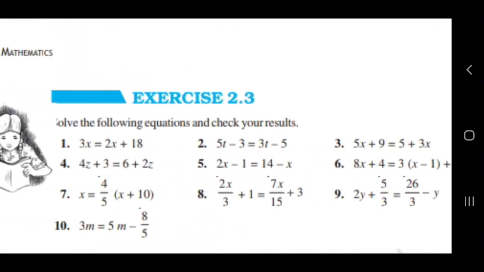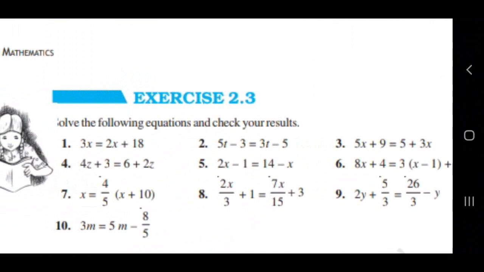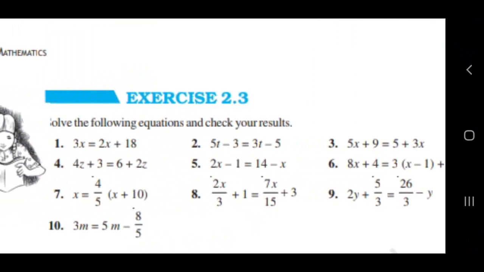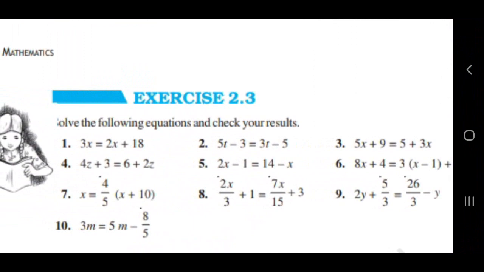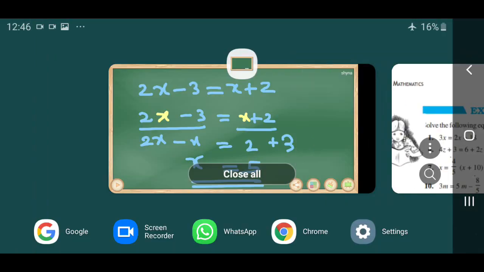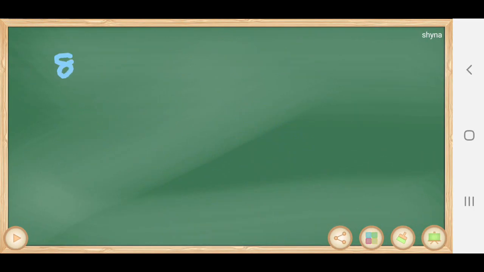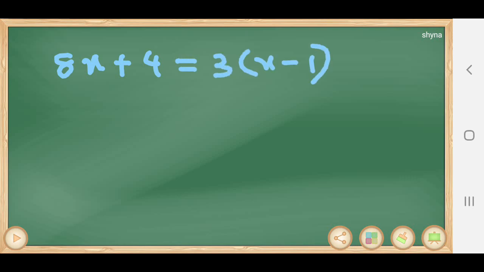That is the question given in the exercise: 8x plus 4 equal to 3 into x minus 1. Okay, dear children, 3 into x minus 1.